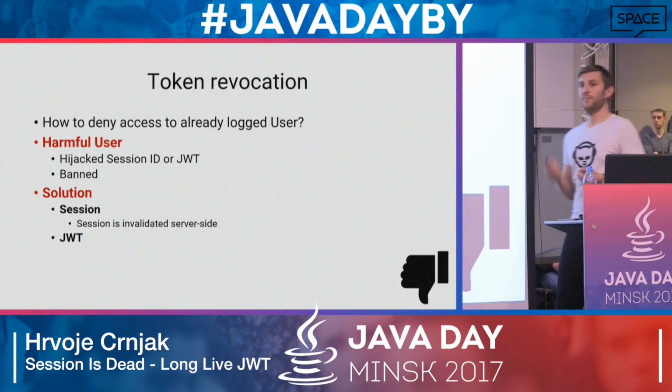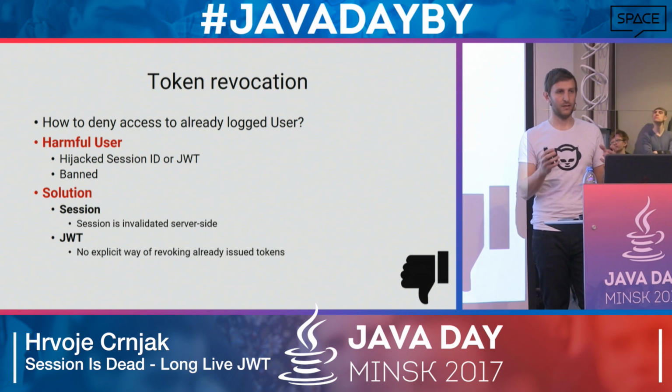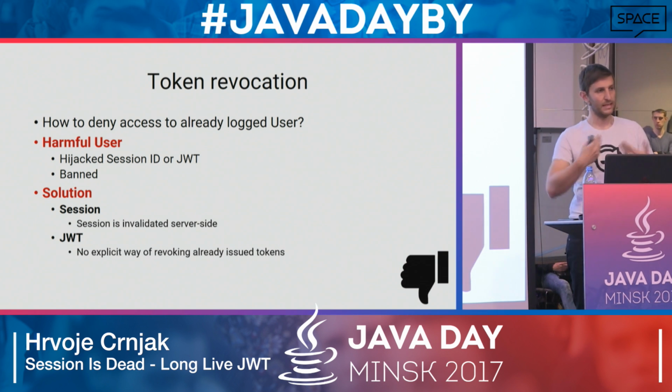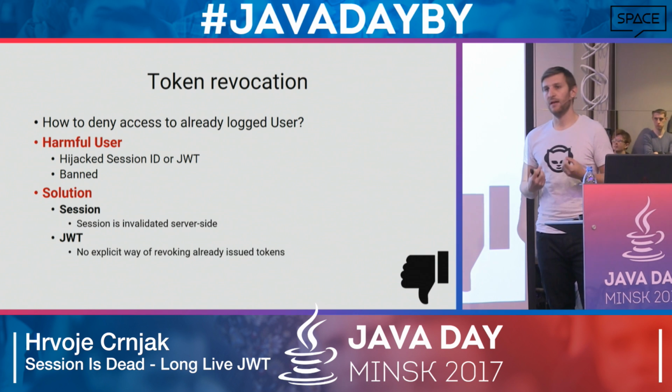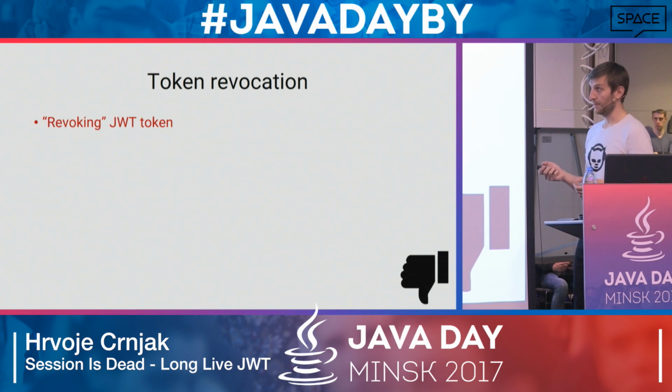Why? Because there's no explicit way of revoking already issued tokens, okay? There's just no mechanism for that. The standard doesn't define it. So your token can expire naturally in time, but there's no explicit way of revoking a token right now, at this moment. There are only trade-offs. So let's talk about these trade-offs.